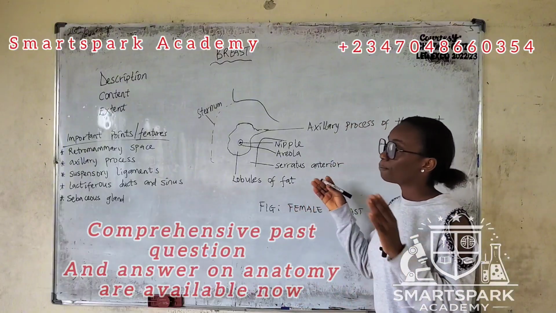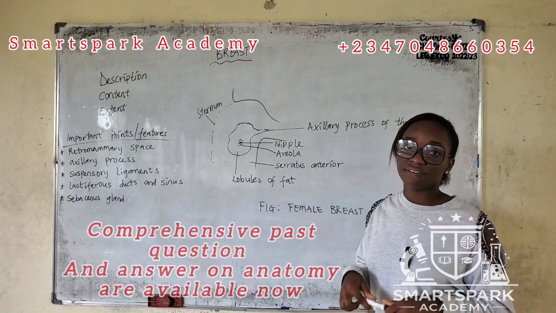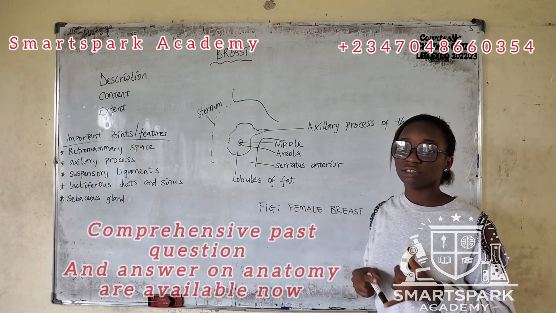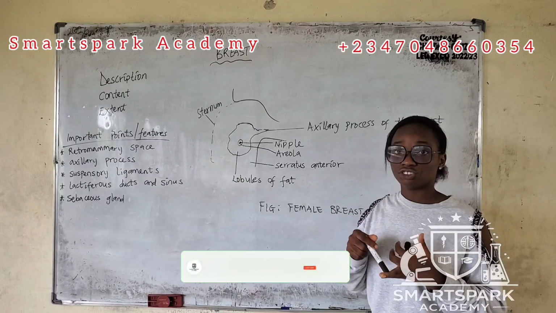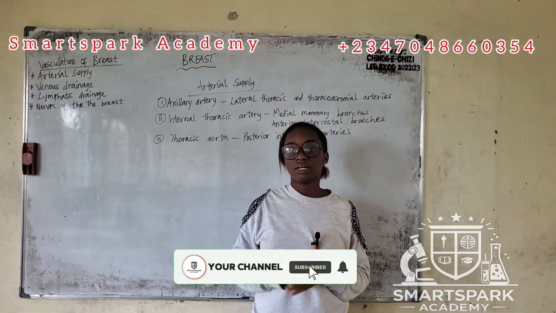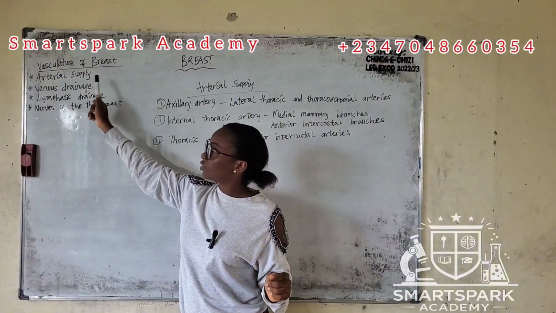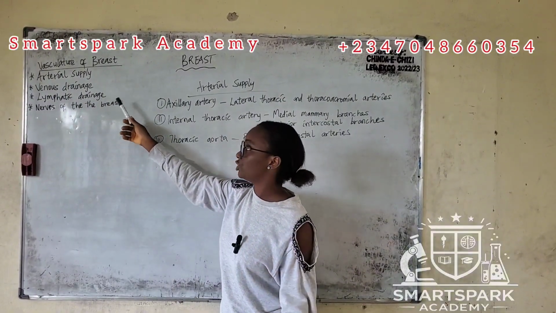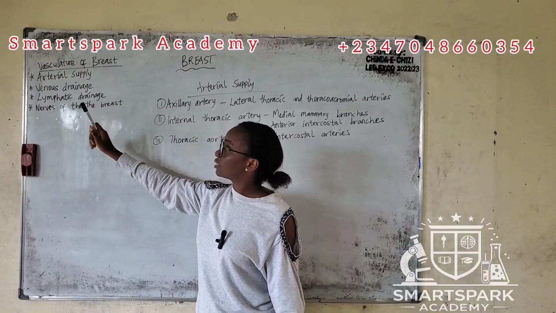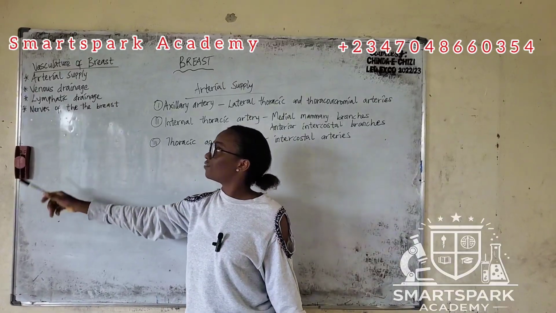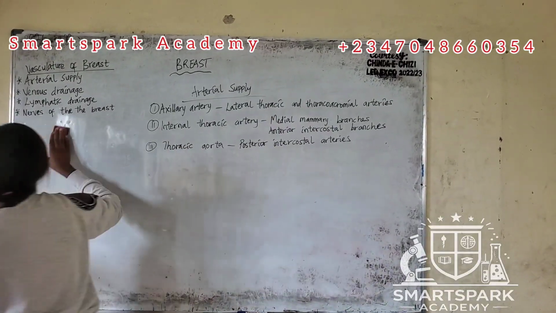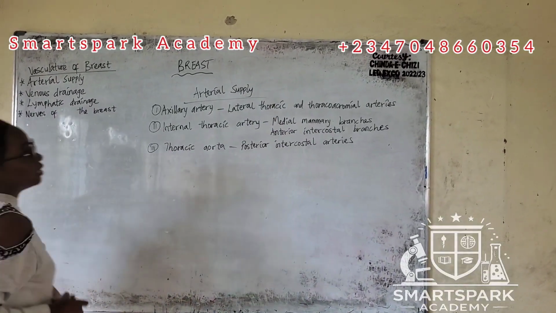Now we are done with the important features of the breast. Let's look at the vasculature of the breast. We have the arterial supply, venous drainage, lymphatic drainage, and nerves of the breast.